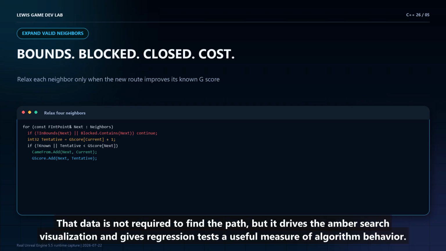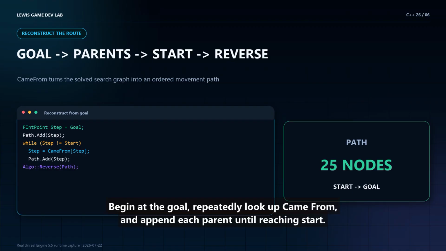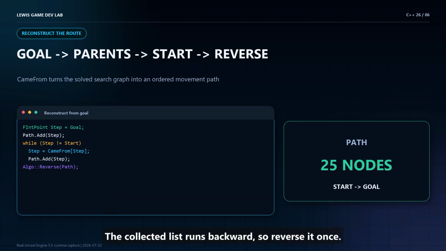That data is not required to find the path, but it drives the amber search visualization and gives regression tests a useful measure of algorithm behavior. When the selected cell equals the goal, search has finished. Begin at the goal, repeatedly look up CameFrom, and append each parent until reaching start. The collected list runs backward, so reverse it once. The result begins at start and ends at goal.